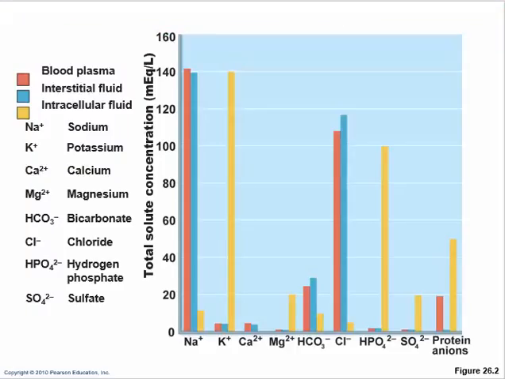So this is a little chart looking at the relative amounts. What I want you to get out of this is sodium levels are high in extracellular fluid, so blood and interstitial fluid, and low intracellularly. Potassium is the exact opposite because of the sodium-potassium pump. Calcium is primarily outside of the cell, in the blood, and even though there's not much calcium, it's virtually non-existent in the cell. Magnesium is the opposite.